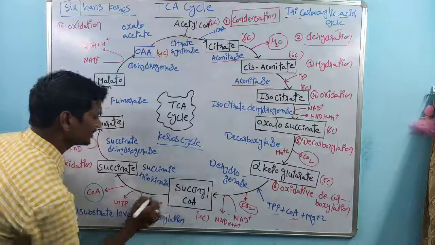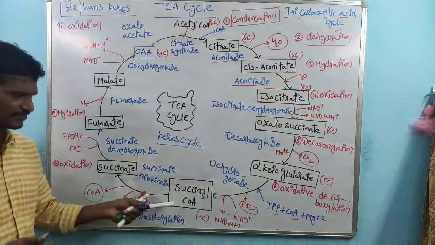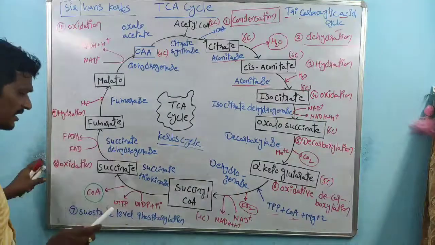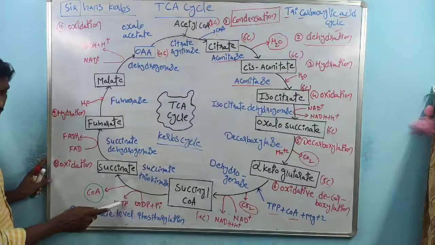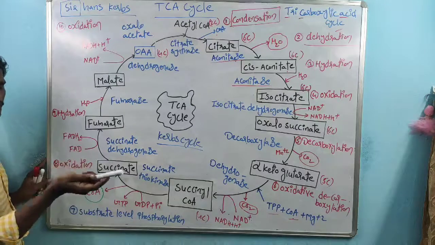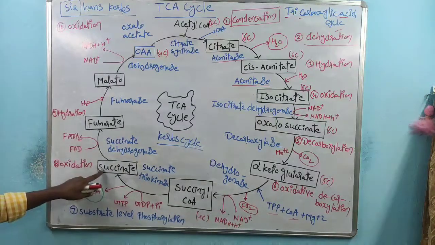Succinate thiokinase is the enzyme involved in the conversion of succinyl CoA to succinate, right? After that conversion, GDP synthesis takes place. The GDP is equal to ATP, right? This is the succinate.